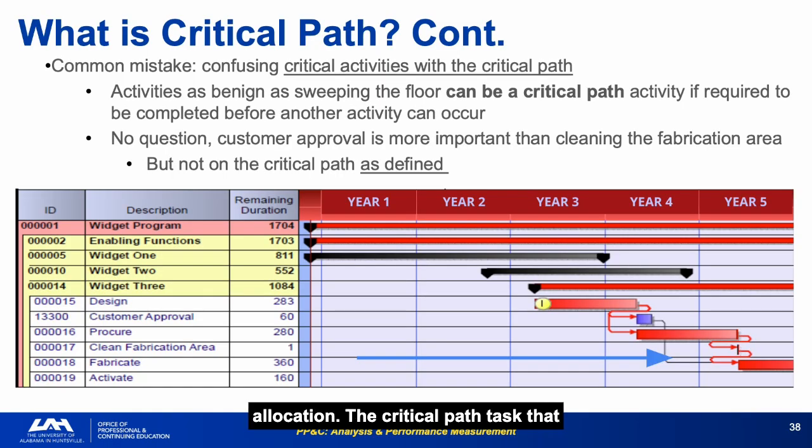The critical path task that should get additional resources is the cleaning task, not the customer approval task, if cleaning is what is driving the end date. Critical path analysis is structural, not organizational. The analyst who confuses importance with criticality will allocate resources to the wrong tasks.